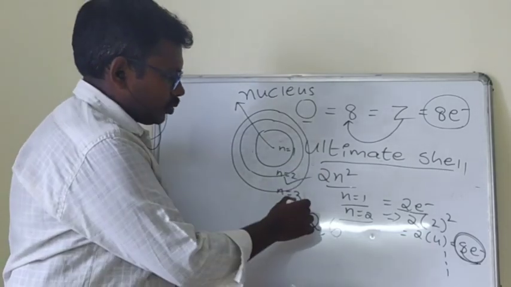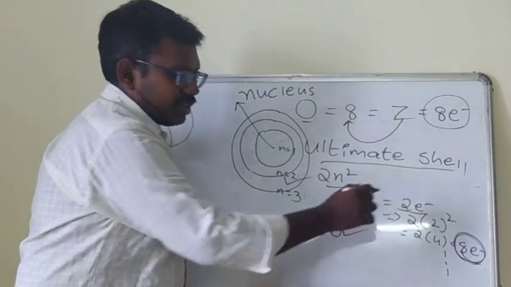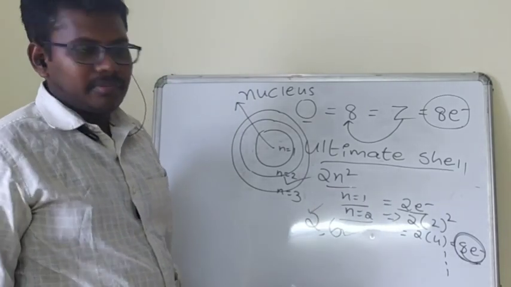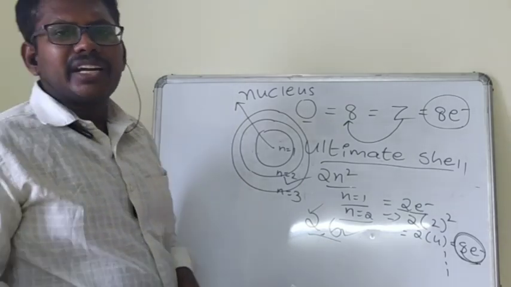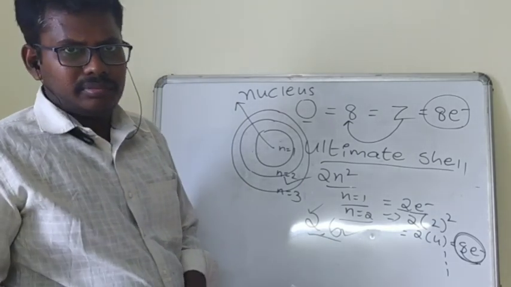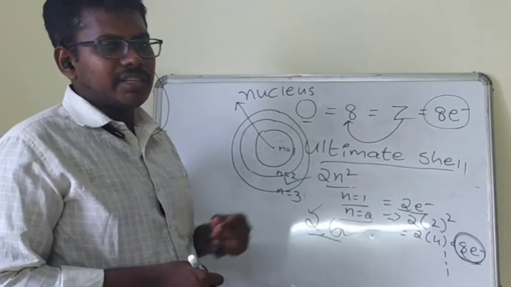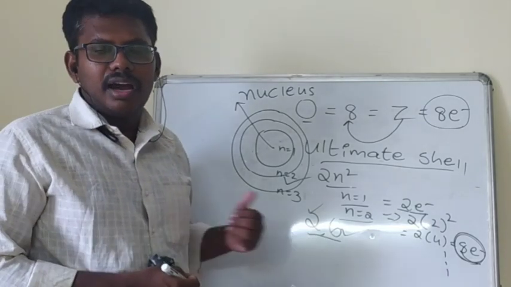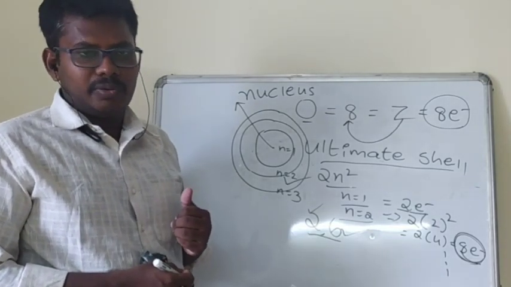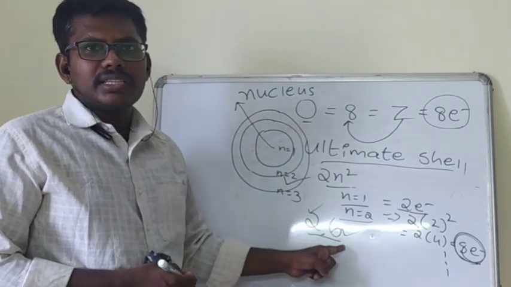So in the first orbit, 2 electrons are accommodated. In the second orbit, 6 electrons are accommodated. So this is the distribution of electrons in various orbits. 8 electrons of oxygen are there: 2, 6. 2 plus 6 is how much? 8. So we did the electron configuration of the oxygen atom. Correct? The electronic configuration of oxygen is 2, 6.